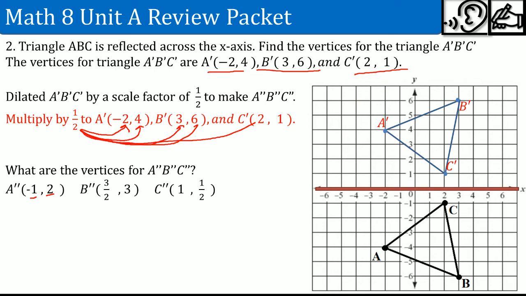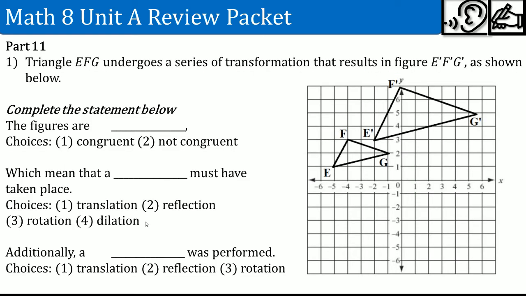This is your new point for the object after it's dilated. So these are your points when it's reflected. Then you will have to multiply by the scale factor to get its double prime points. So this is its final points after the dilation as well. Okay, good. All right, let's look at part 11.